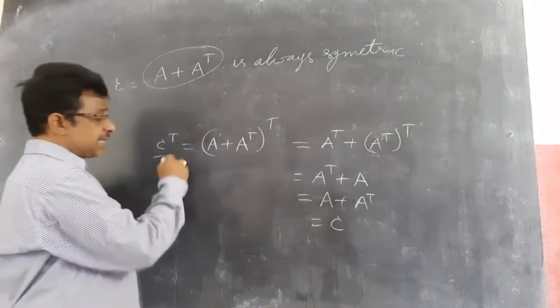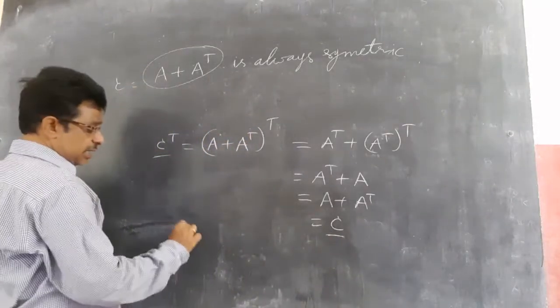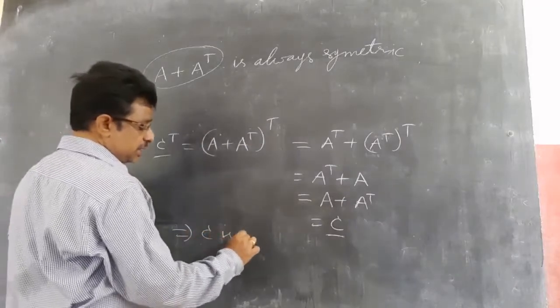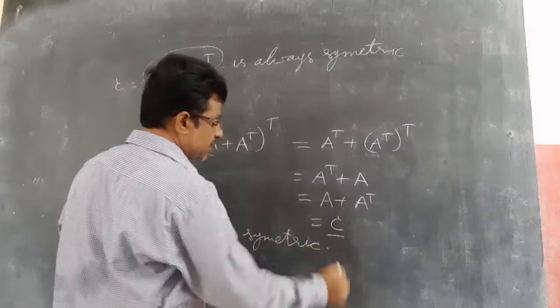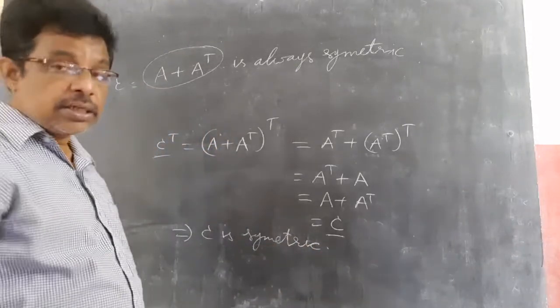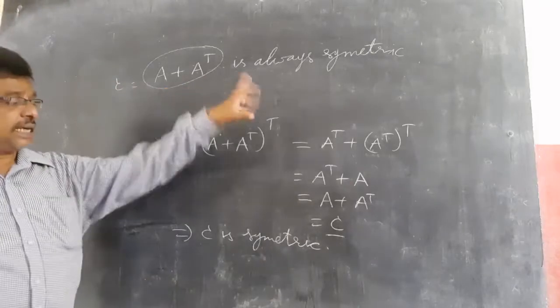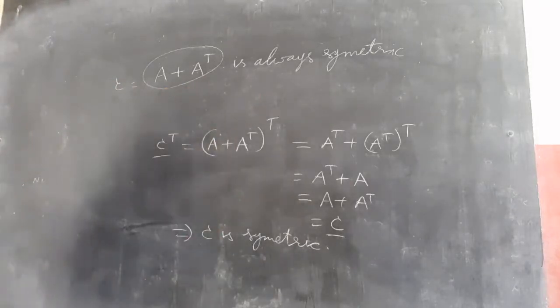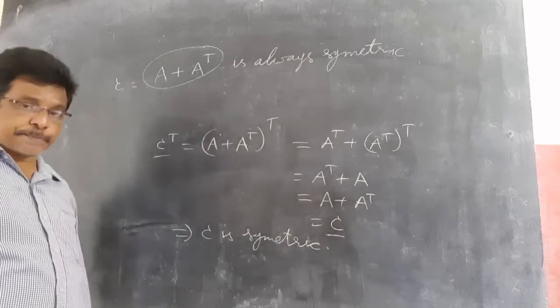I am finding C transpose. I am getting C. Means C is symmetric or not? Implies C is symmetric. C is always symmetric, because C transpose equal to C, I got it. So A plus A transpose is always symmetric.